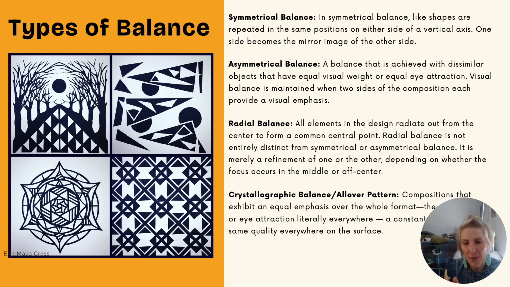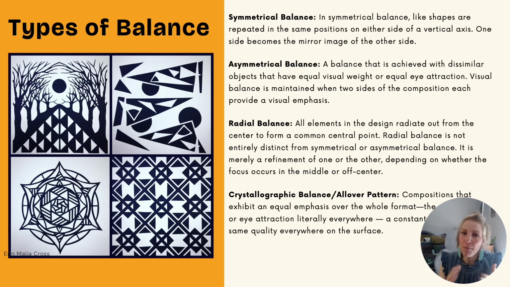So the types of balance that we're going to explore this semester are symmetrical balance, asymmetrical balance, radial balance, and crystallographic balance, or that all-over patterning that I mentioned. Now, symmetrical balance is when shapes are repeated in the same positions on either side of the vertical axis. One side becomes the mirror image of the other. So if we look at this quadrant, that top left is symmetrical.